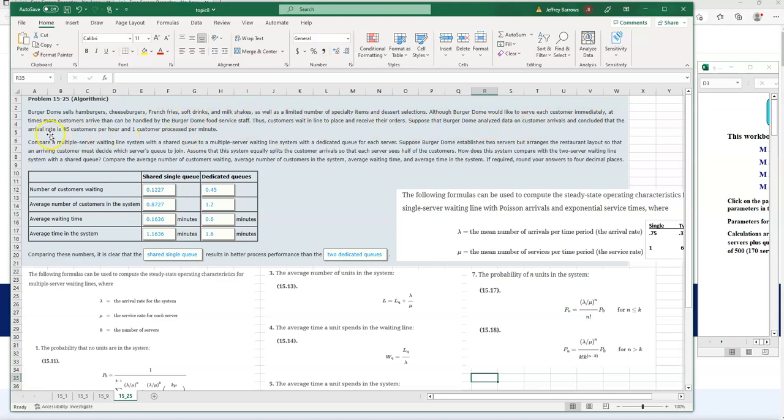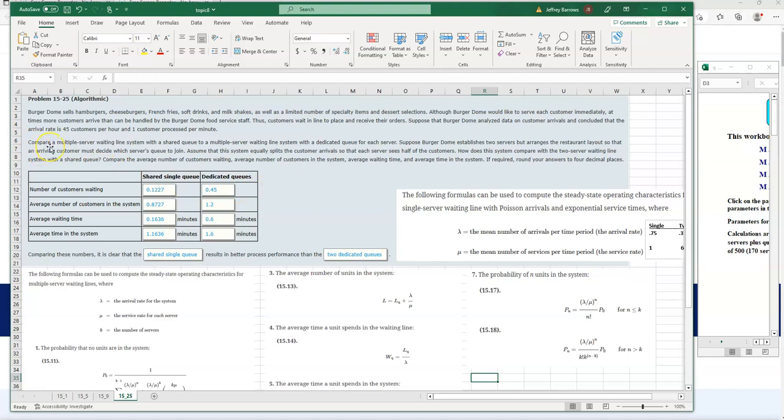Let's see. The arrival rate is 45 customers per hour and one customer is processed per minute. So effectively here, this is all in minutes. I've got a little chart over here, but let me hold off on that. I don't think we need to get to that yet. I don't want to confuse you. Let's talk about the questions first.